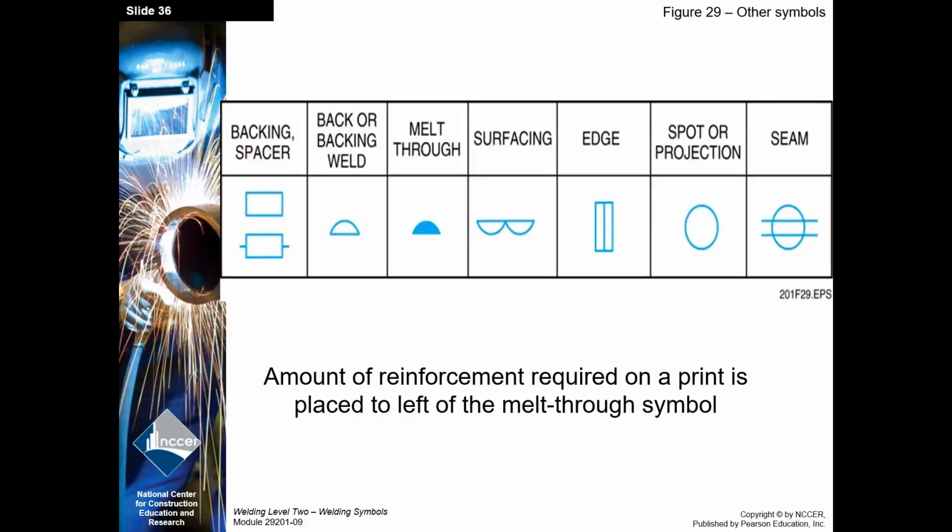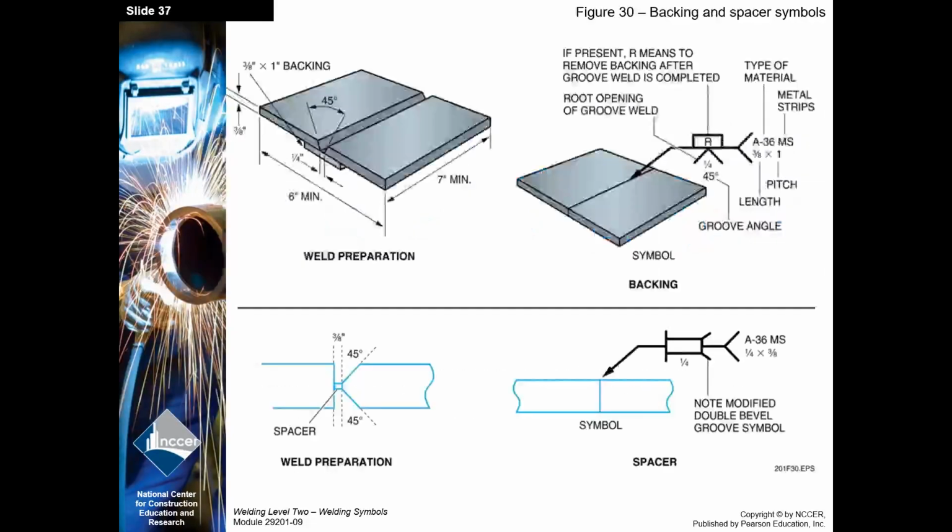The amount of reinforcement required on a print is placed to the left of the melt-through symbol. So let's talk specifically about the melt-through. We always talk about size going to the left. So if I wanted a 1/8 inch root reinforcement, I would put a 1/8 next to this melt-through to indicate how much I wanted to pop out the back side.